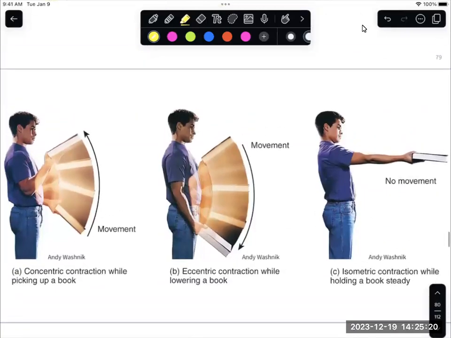So here's that example. Concentric, you're picking up that book. Eccentric, you're putting that book down. Isometric, you're holding it out for somebody to take.